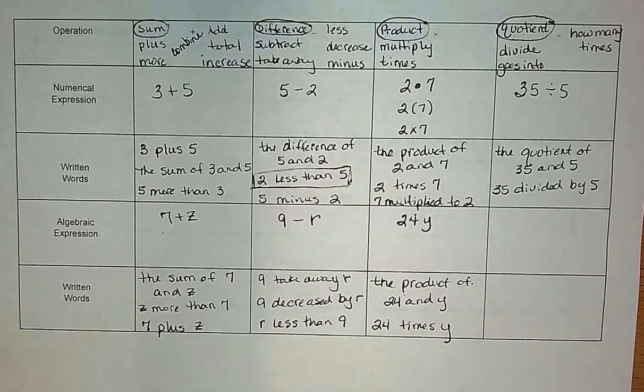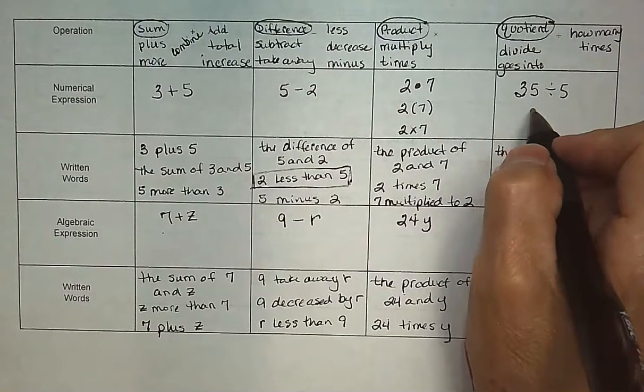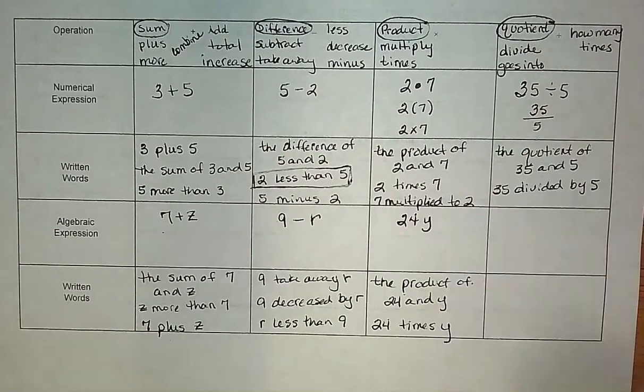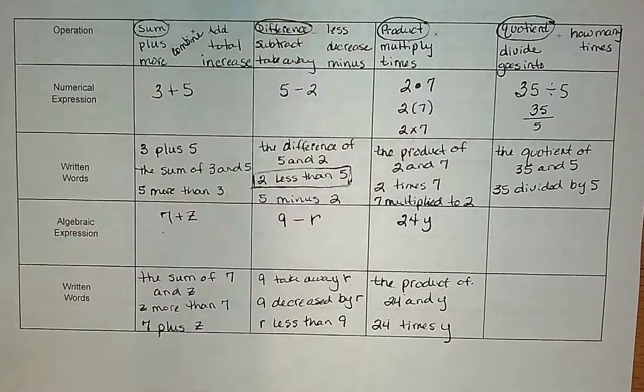Moving on to division here then, I've got 35 divided by 5. Another way to write a division problem is as a fraction. Fractions are just division problems really. So this is another way you might see a division problem.